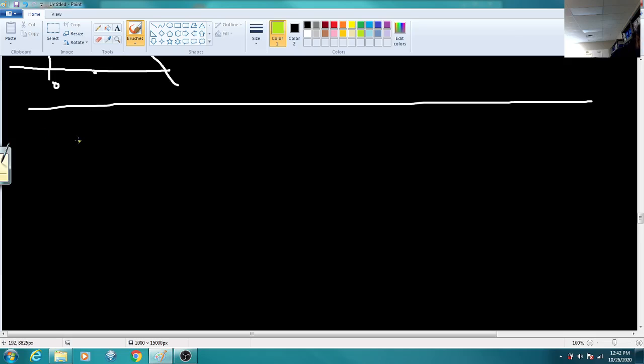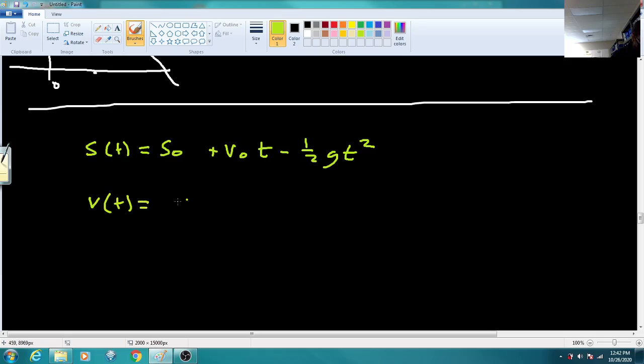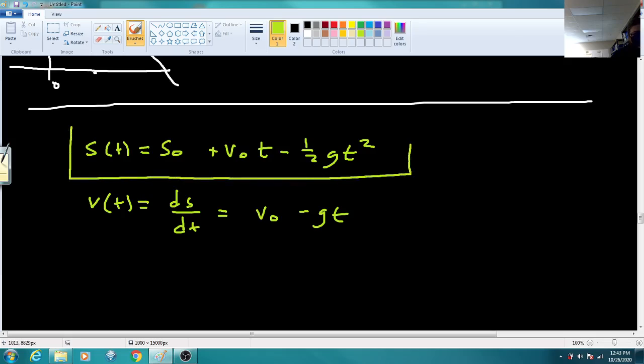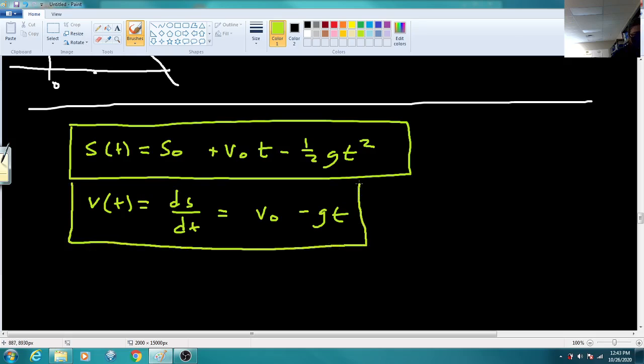So for this example, we got a couple of equations. This is going to be the motion under gravity. We have S of t equals S naught plus V naught t minus 1/2 gt squared. And we also have V of t. This equals the derivative of the function there with respect to time, so it's the derivative of the position function. This is going to be V naught minus gt. So these are our two equations for motion under the influence of gravity close to the surface of Earth.